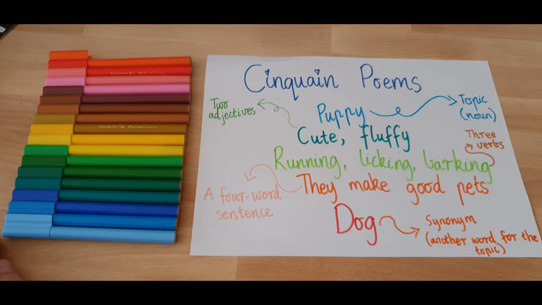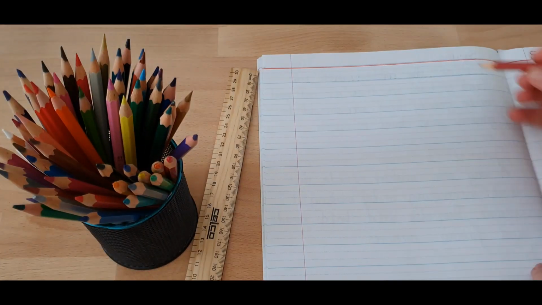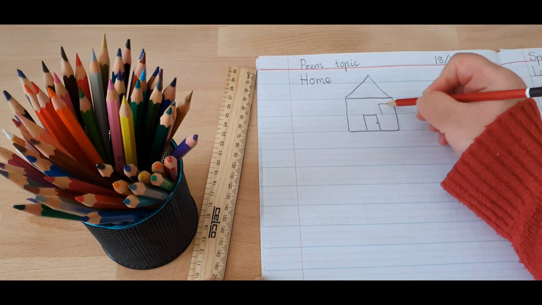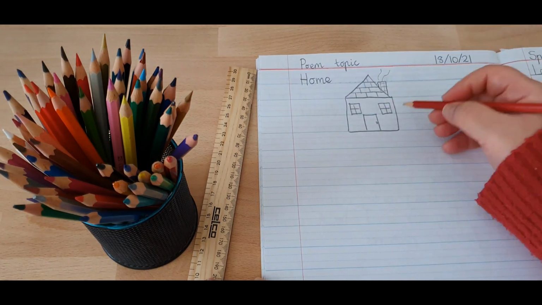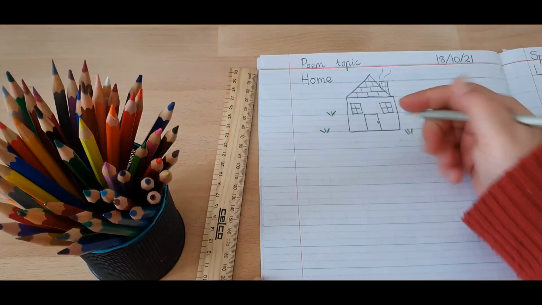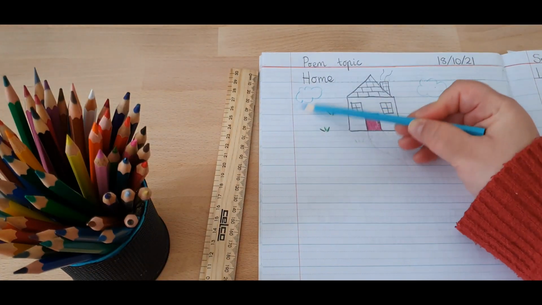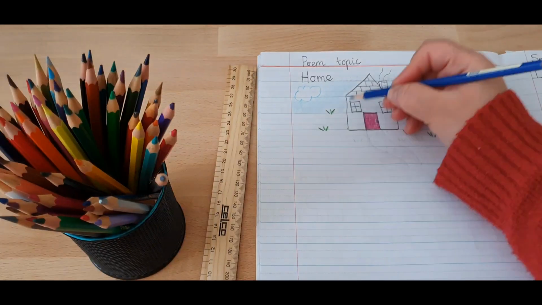Now yesterday, as part of your writing activity, your job was to think of a topic that you wanted to write about and draw a matching picture. So for my poem, I chose home. That's really important to me, and I drew it, I coloured it in, and it made it look nice and pretty in my book.